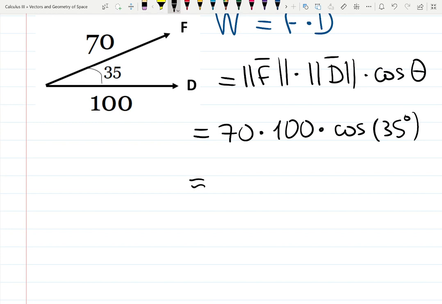24. That was weird. 57. I will just write down the answer. And times, so newtons per meters. Do you know what newtons per meters is? Joules. Joules, right? That's how you say it?